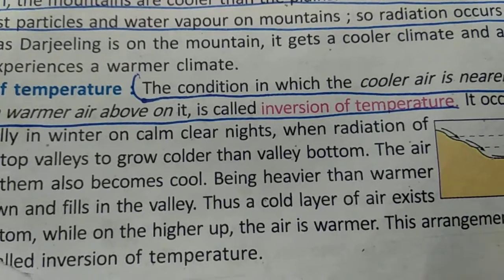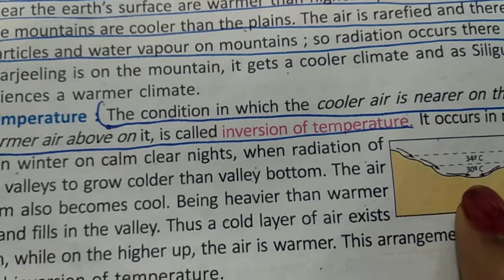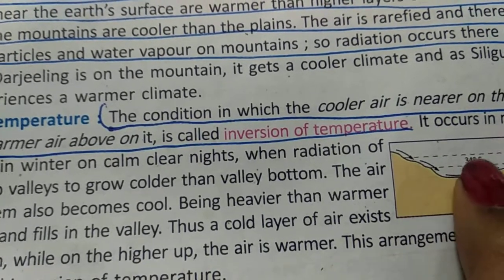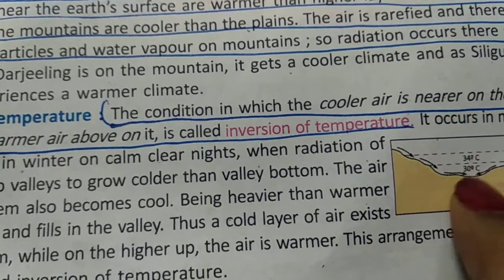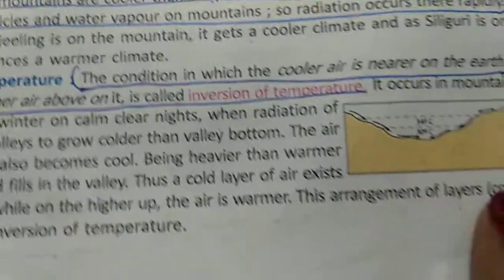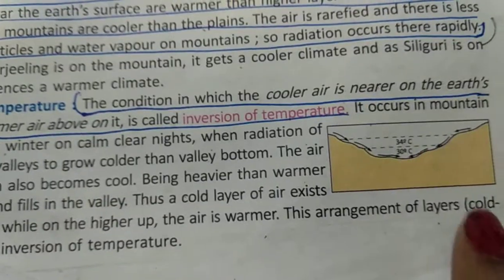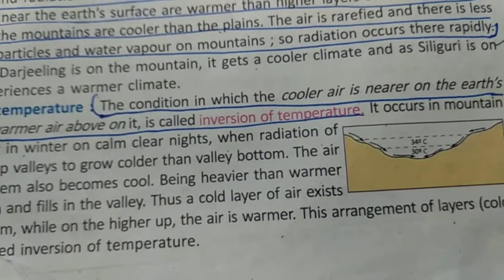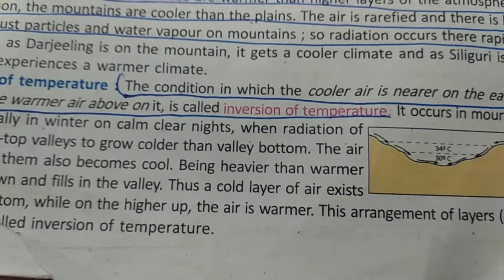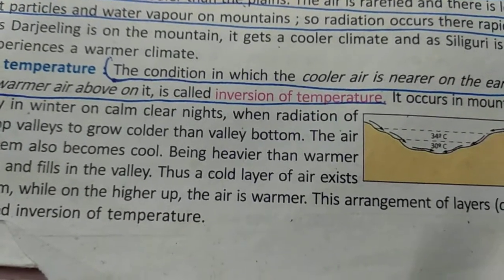The cool layer exists at the bottom here, while up here the air is warmer, because the cool air has come in and the warm air has gone up. This arrangement of layers, cold over warm, is known as inversion of temperature. I am giving a picture of it. If you see it, you will understand better.